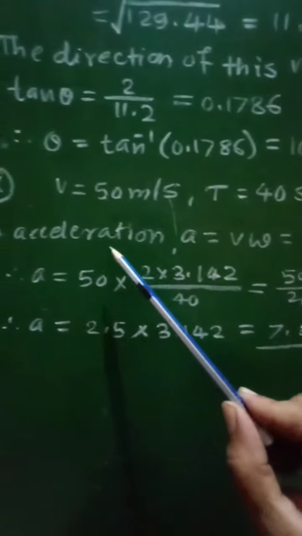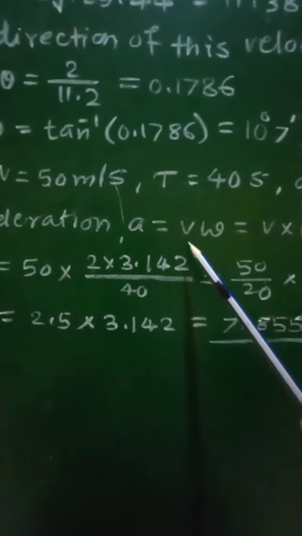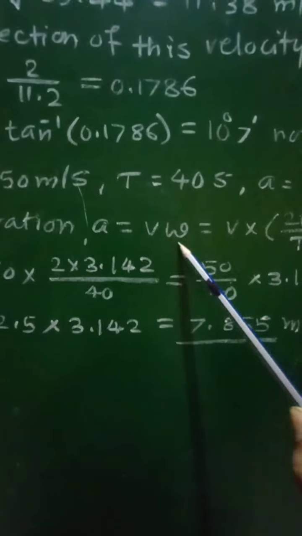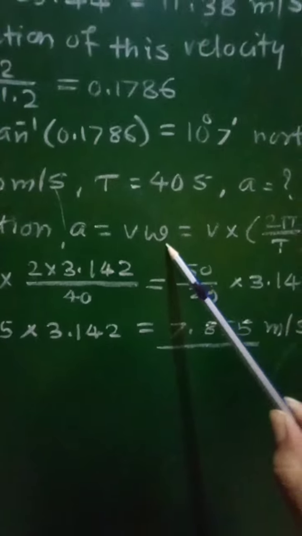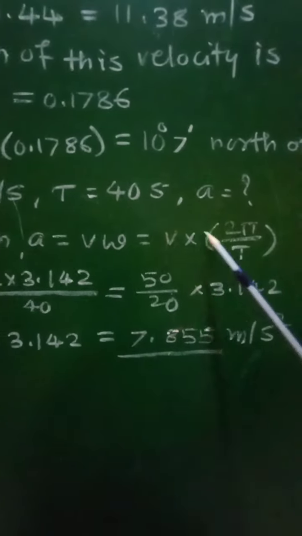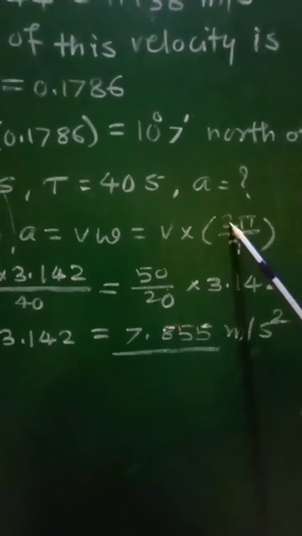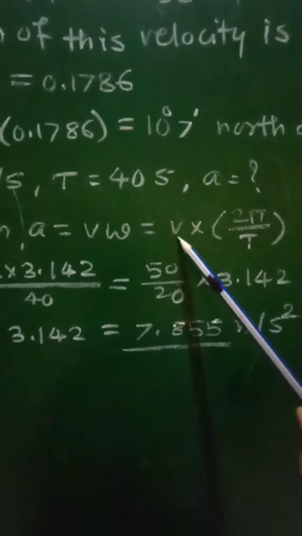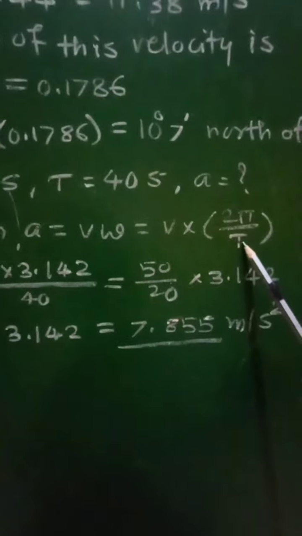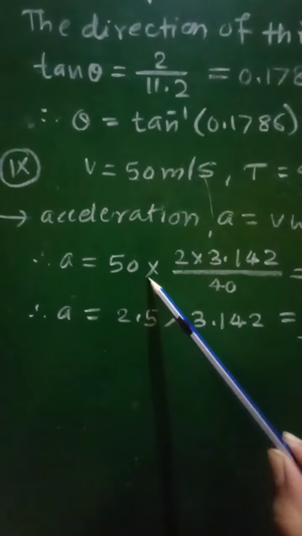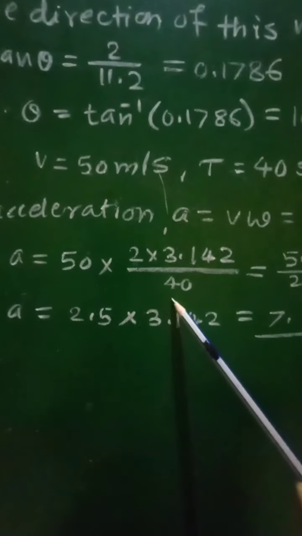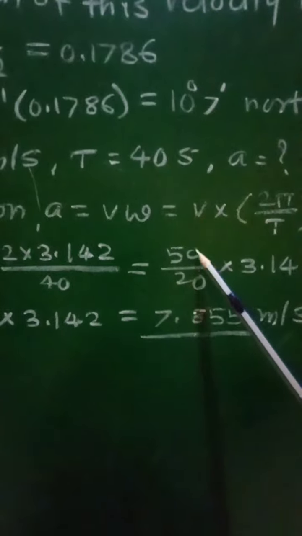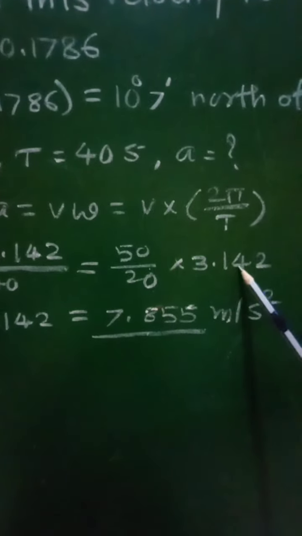Therefore acceleration of that car, a, will be equal to v omega, that is linear speed into angular speed. That will be equal to v into omega, where omega is 2 pi by T, and therefore a will be equal to v into 2 pi by T. Putting the values, we will get a equal to 50 into 2 into 3.142 divided by 40. Simplifying this, we will get 50 by 20 into 3.142.